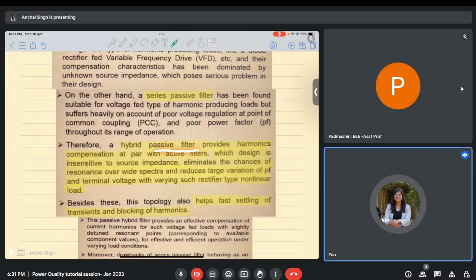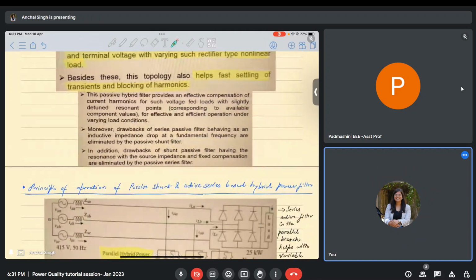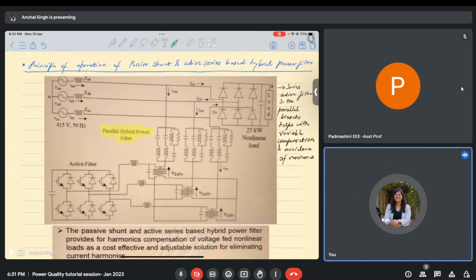Hybrid passive power filters provide harmonic compensation at par with active filters, whose design is insensitive to source impedance, eliminates the chances of resonance over wide spectra, and reduces large variation of power factor and terminal voltage with varying rectifier type nonlinear loads. Similarly, another configuration, if you look at it, is a combination of both passive and active.